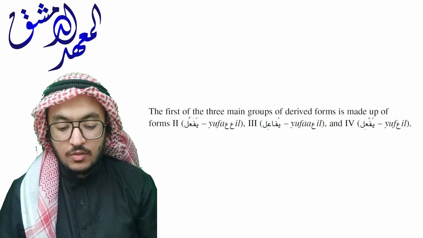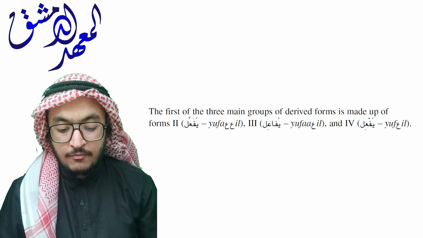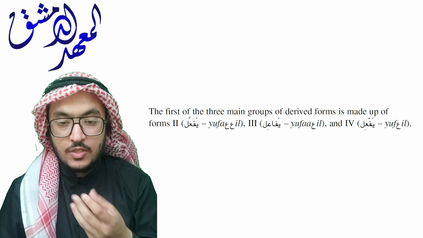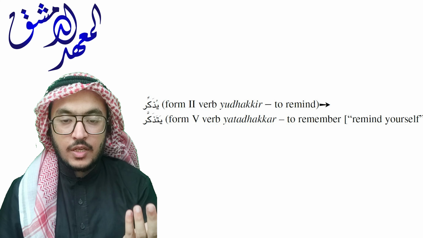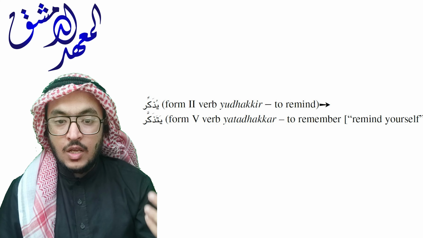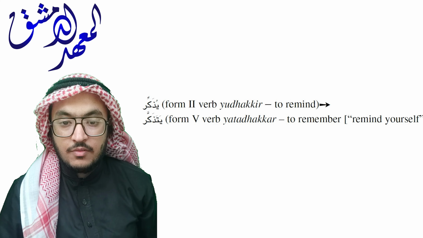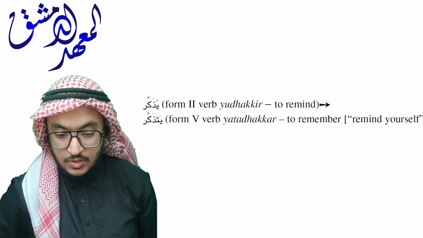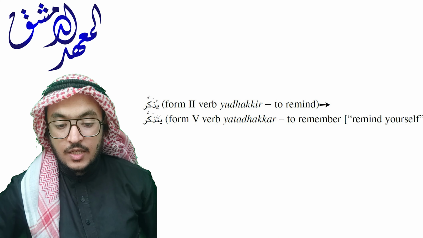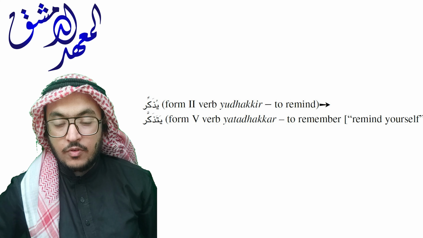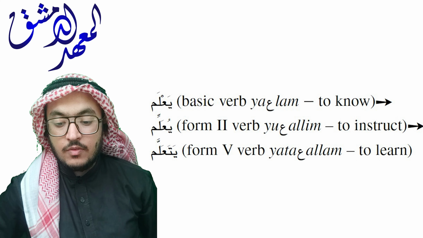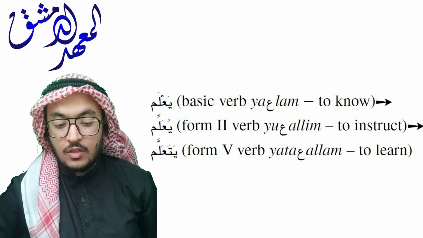For example, yuzakkir means to remind, but yatazakkar means to remember. So yuzakkir means to remind. You can remind yourself or anyone, but to remember is to remind yourself. So yatazakkar means to remind your own self. Notice that some form 5 verbs are very close in meaning to the original basic root verb and can even sometimes be alternatives with almost the same meaning.